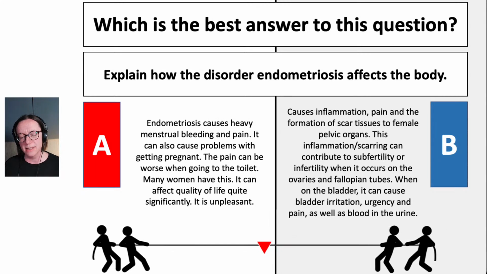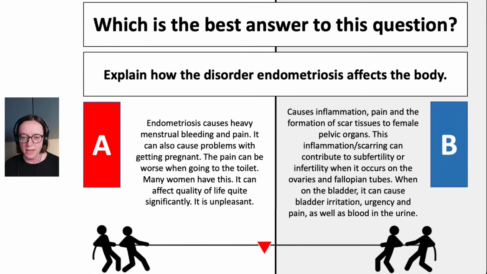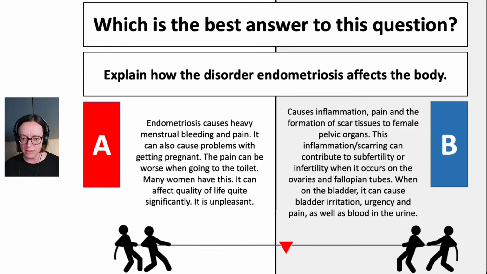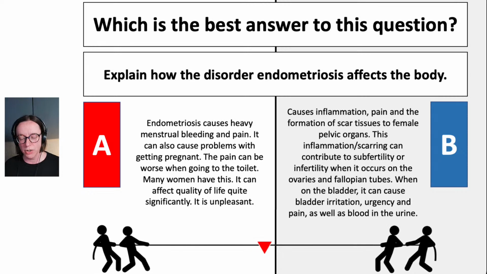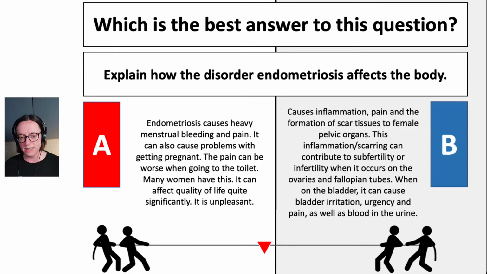So student A has said, endometriosis causes heavy menstrual bleeding and pain. It can also cause problems with getting pregnant. The pain can be worse when going to the toilet. Many women have this. It can affect quality of life quite significantly.